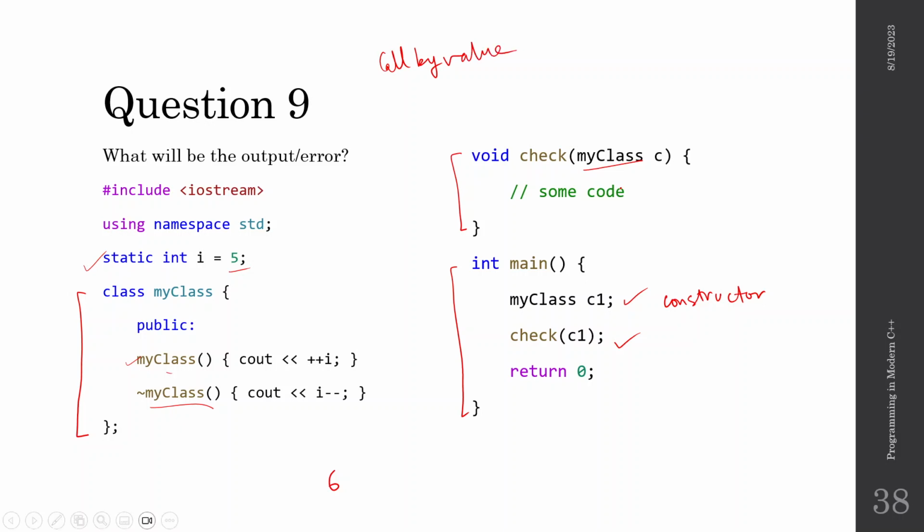So when a call by value is done, the object will have to be copied. Okay, c1 will be copied into this c variable. Now when it's copied, then the copy constructor is called. But here you can see that the copy constructor has not been defined yet, so the default copy constructor will be called, which does nothing as such. So the default copy constructor is called, so let me write here.